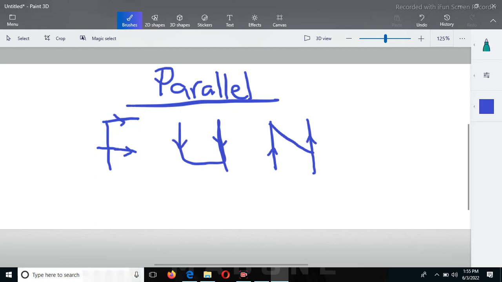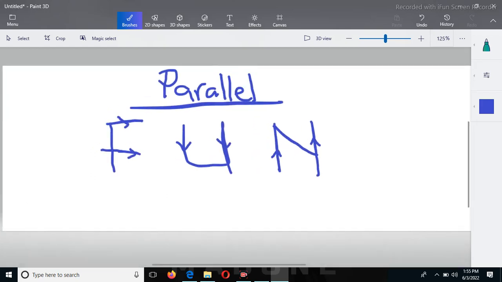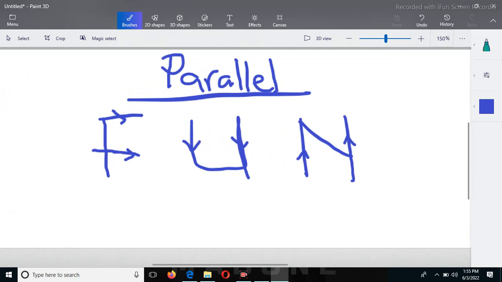When you see parallel lines, the first thing that you should think of is fun. Why? This is something that they created so that you guys can understand and remember these easily. In grade 9, you were taught that these are called what? Corresponding angles. Okay, guys? These are corresponding angles. I can't write it in full, but it's corresponding angles.